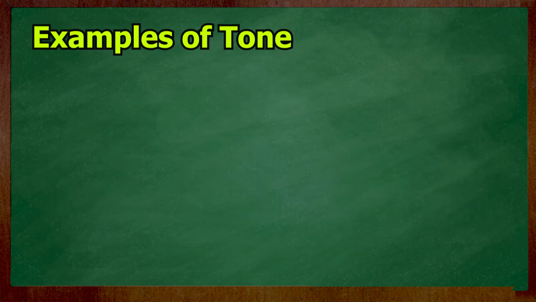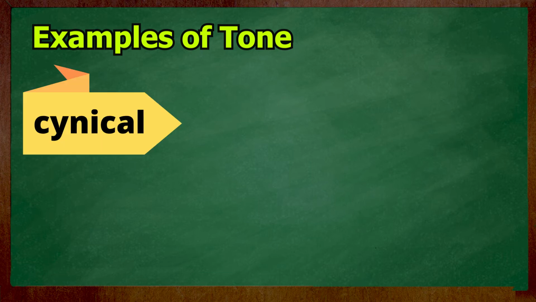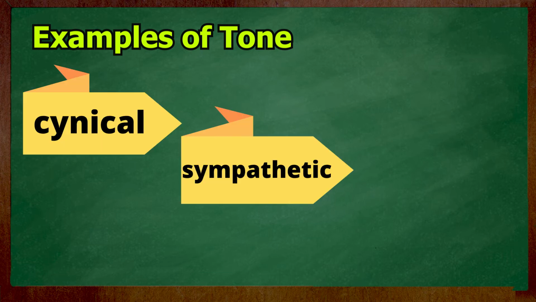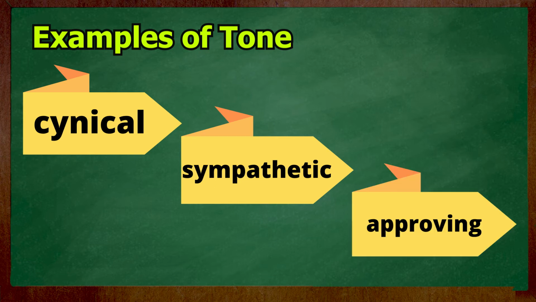Below are a few examples of words you can use to describe an author's tone. Cynical. The authors sound like they are very doubtful on the subjects. Maybe they are sympathetic, so it sounds like the author has lots of sympathy towards the subject. Or they are approving, or sarcastic, or objective about the character. Either way, whichever word you are describing, you are talking about how the author feels.